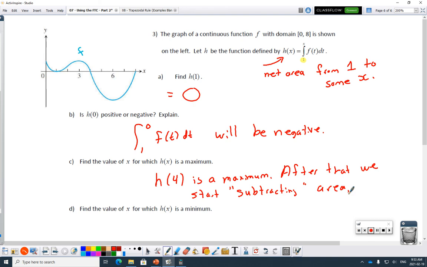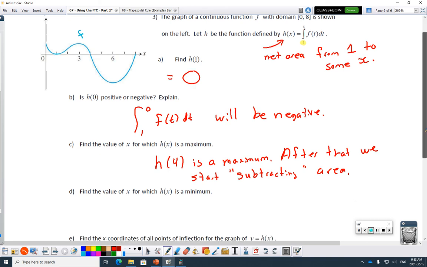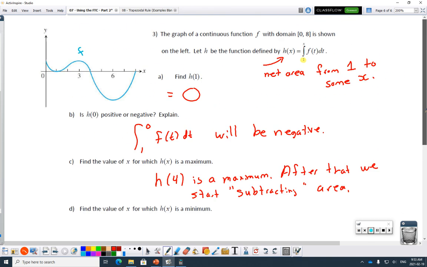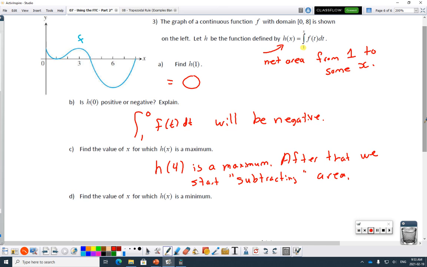Whew. It's a good one. How many more do I got to go? D and E. Okay, 2 more to go. D and E. Find the value for which h at x is a minimum. When do we get the lowest possible area? X equals 8 sure feels right.